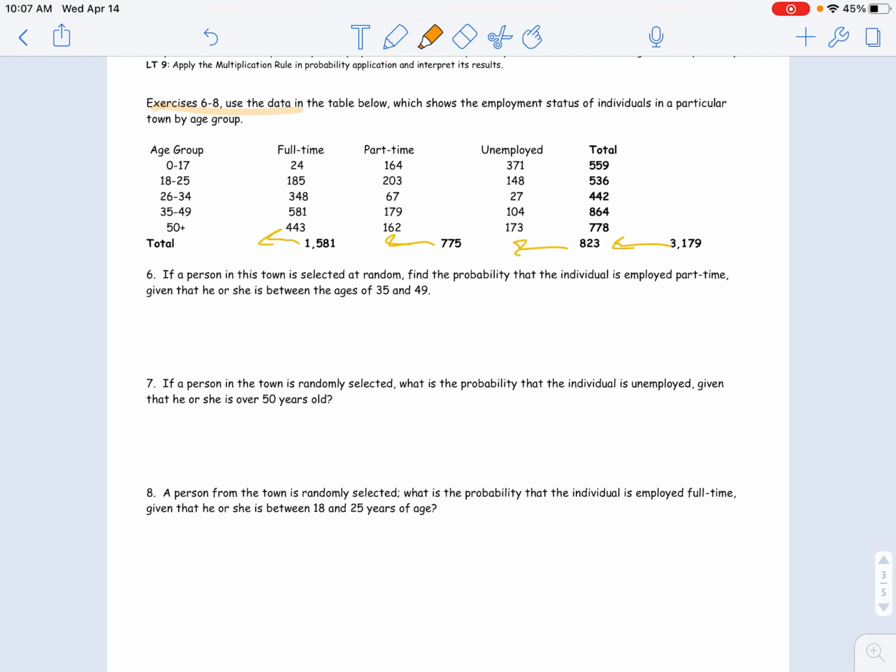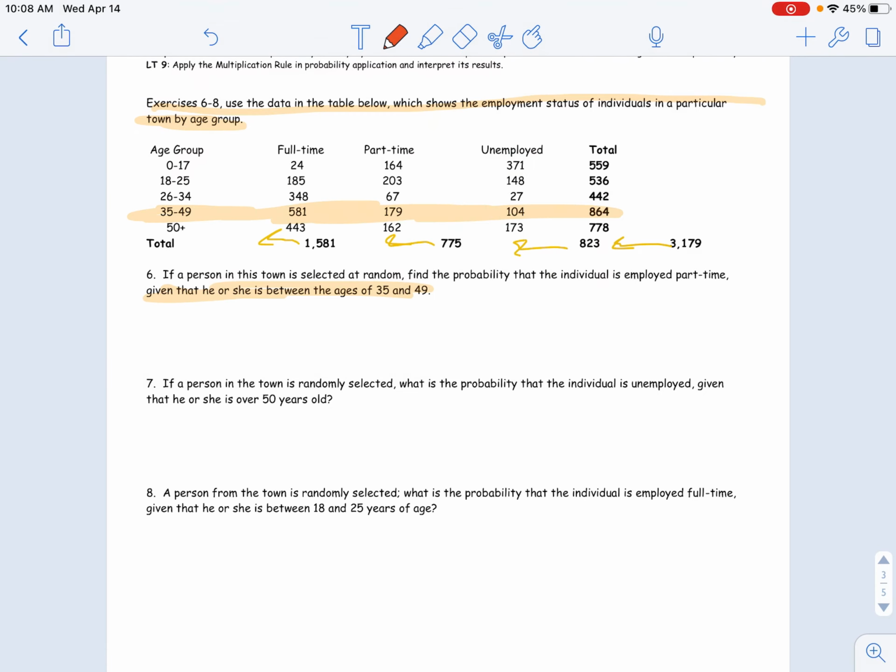In this problem, the table shows the employment status of individuals in a particular town by age group. If a person in this town is selected at random, find the probability that the individual is employed part-time, given that he or she is between the ages of 35 and 49. Part-time, given between 35 and 49. That given part is huge.